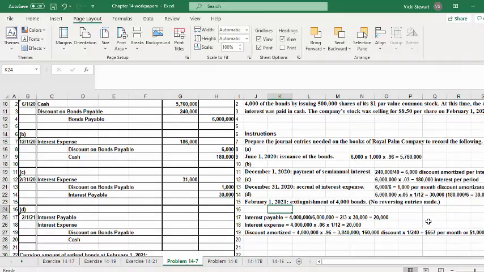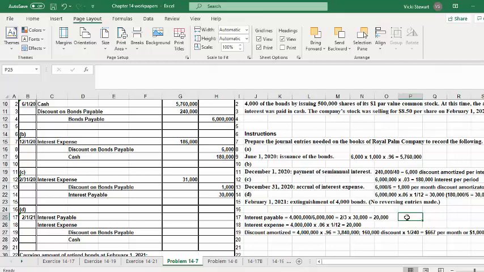Next, the problem states that on February 1st, we extinguished 4,000 of the bonds. So when we extinguished the bonds, we also paid the accrued interest to the bondholders of the 4,000 bonds. So of the amount that we accrued at the end of 2020 on December 31st, a portion of that was for the bonds that we are extinguishing. If we're extinguishing $4 million of the $6 million of bonds, that is 2/3. So if we multiply 2/3 times the 30,000 that was accrued at the end of December, we would see that we need to pay $20,000 for that 1 month to the 4,000 bondholders.